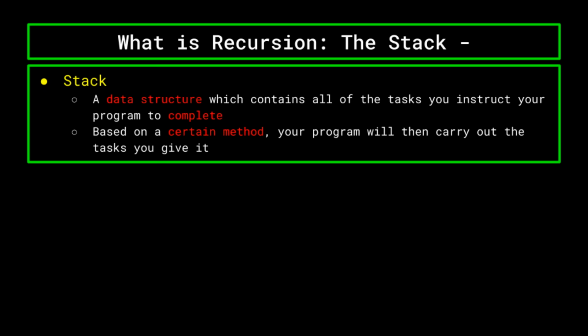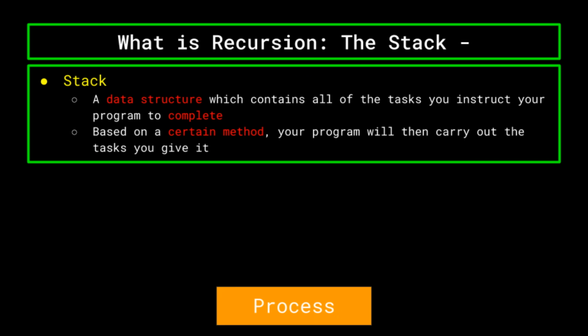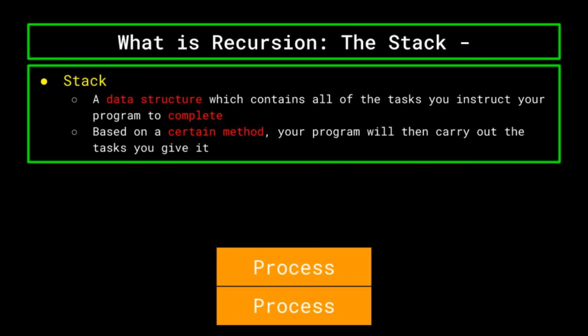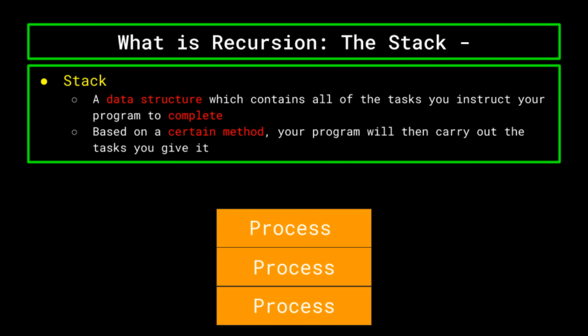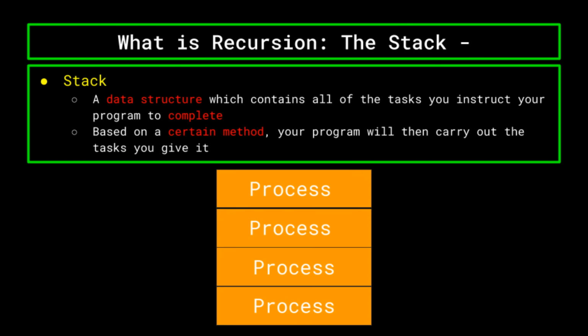Now to understand why and how recursion works, we must first understand what a stack is. A stack is a data structure that contains all of the tasks you instruct your program to complete. Based on a certain method, your program will then carry out the tasks you give it. It's called a stack because if we start another process before the previous one completes, the process is stacked on top of the other one, such as the animation on your screen is showing now.